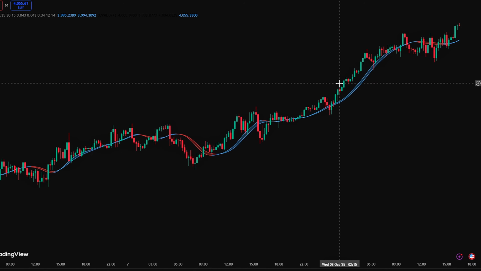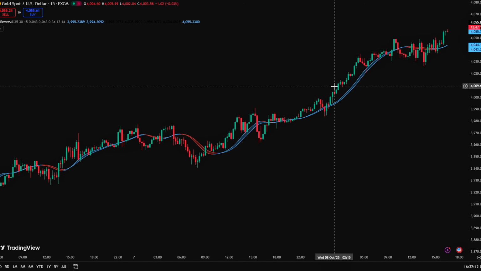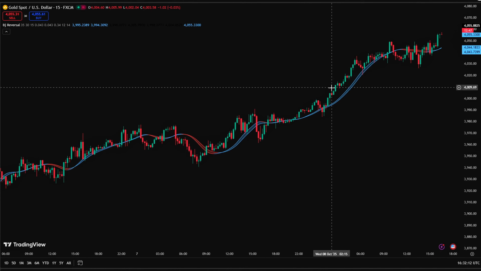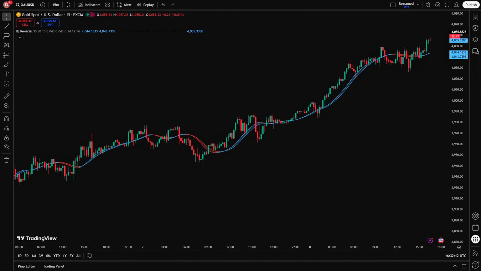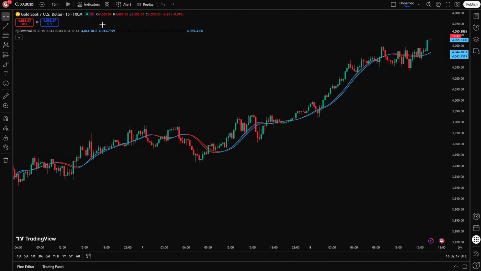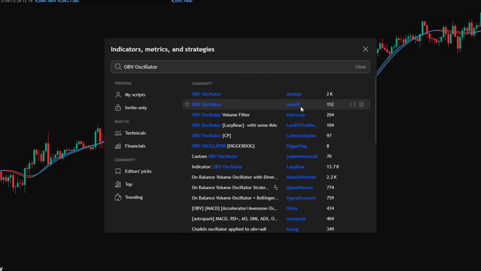The OBV Oscillator helps us verify whether a breakout or reversal is truly supported by buying or selling pressure rather than short-lived volatility. Adding the OBV Oscillator. Click on the Indicators tab again at the top of your TradingView chart. In the search bar, type OBV Oscillator. From the list of results, select the standard version and add it to your chart.